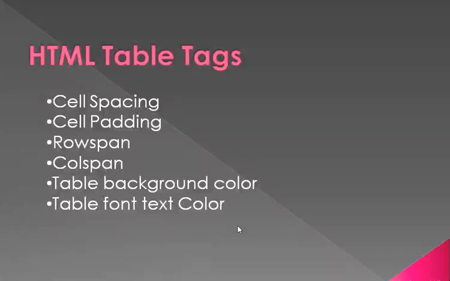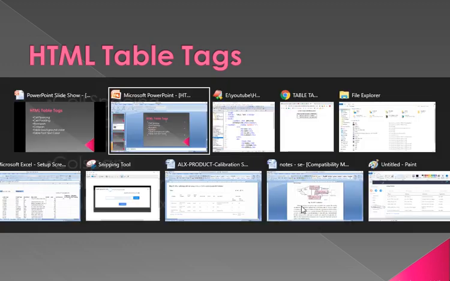Yes, hello everyone. In today's session, we will see some of the attributes of table tags. They are cell spacing, cell padding, row span, col span, and we can define some background color for the table, and for some font color also we can define in the table, right? Let us see. Straight away we will start our program in our Edit Plus.